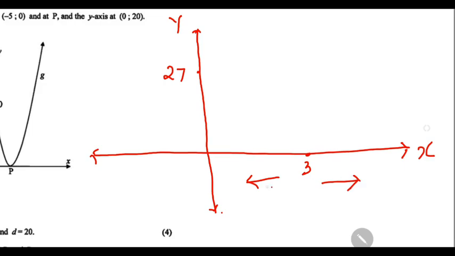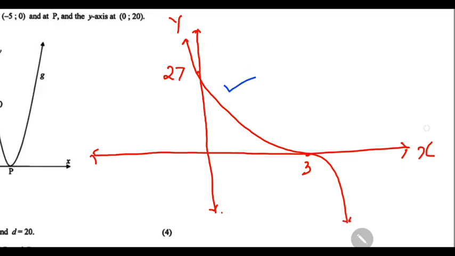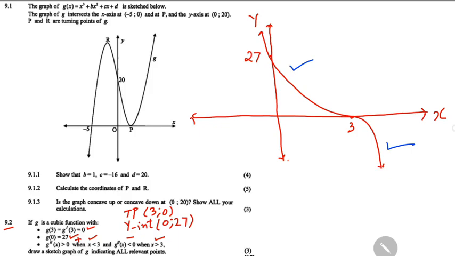So the graph is concave up when x is less than 3. So this is my graph, concave up when x is less than 3. You can see this is concave up, and concave down when x is greater than 3. This is concave down.